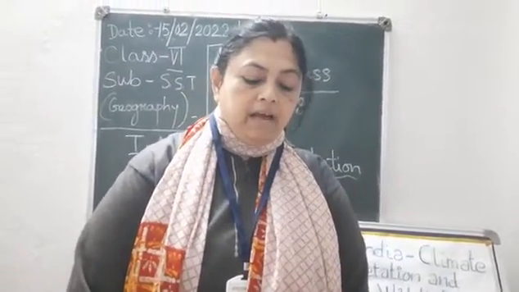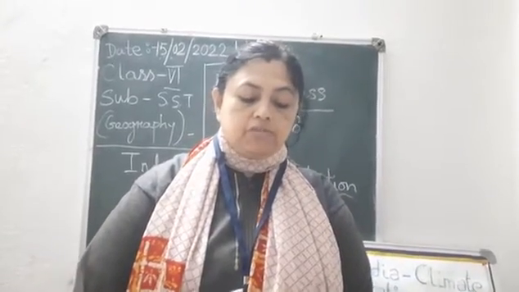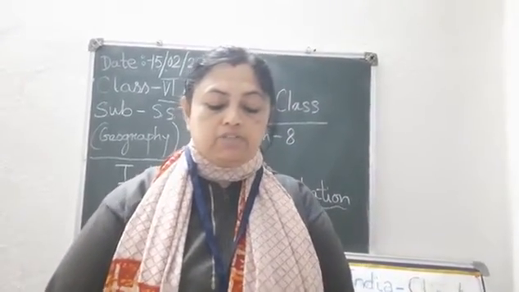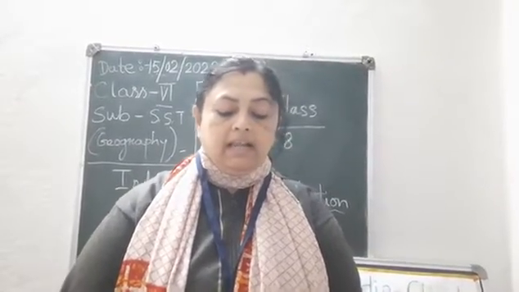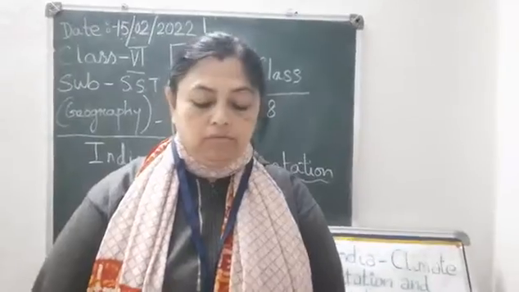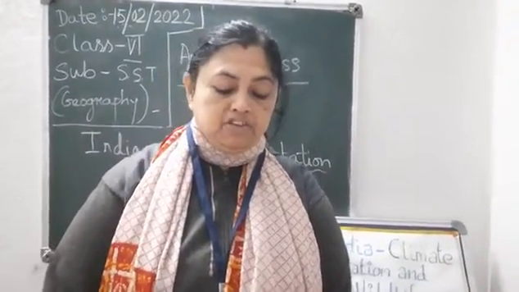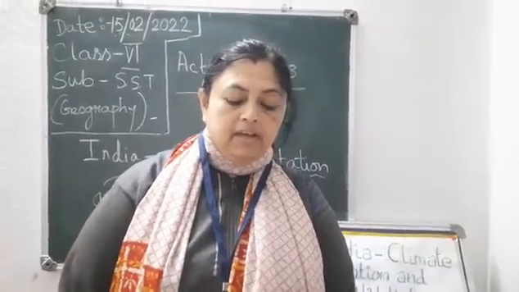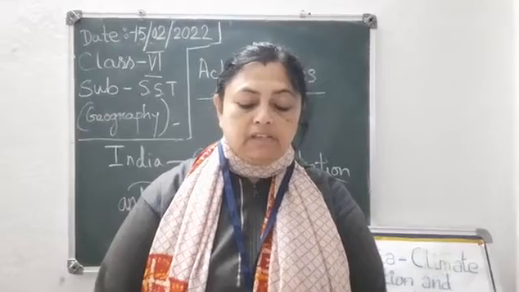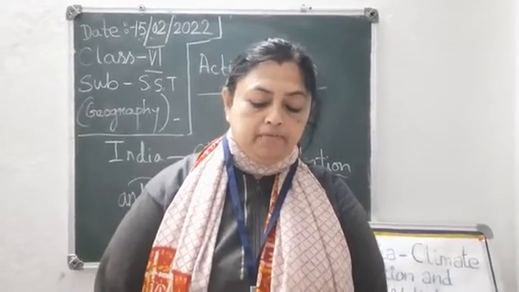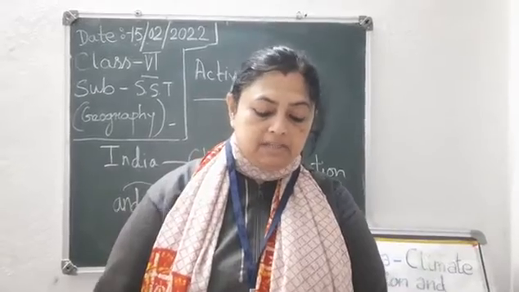Then we have the coniferous forest. This is found at an altitude of 1500 meters to 2500 meters. Cone-shaped trees with needles are found over here. Examples of such trees are deodar, pine, chir, etc. Then we have the alpine vegetation also. It is found at a height of about 3500 meters and above. Over here we find shrubs and stunted trees.